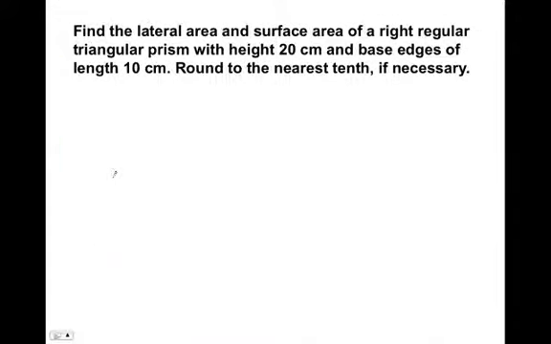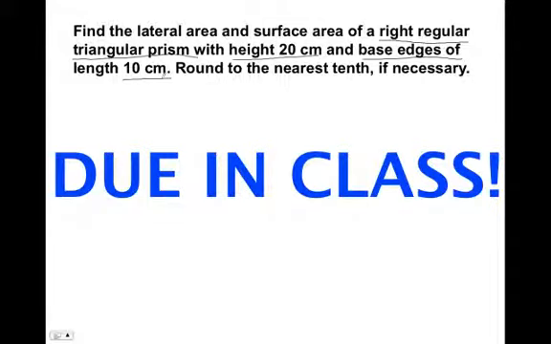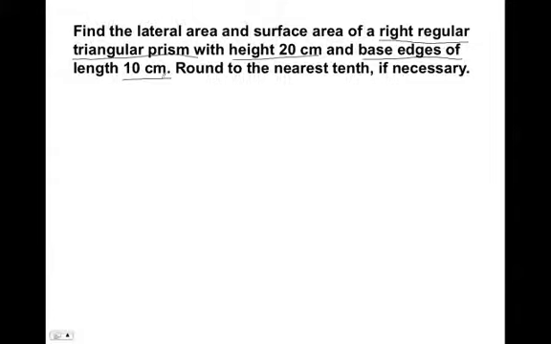I want you to do this one for class to find the lateral and total surface area of a right regular triangular prism. It has a height of 20 centimeters and base edges of 10 centimeters. My hint to you here is to draw and label the base only. You know the height is 20 centimeters, that's easy to substitute in. But make sure you draw the base and label in order to find the perimeter and the area. Have this ready for class on Monday and Tuesday.